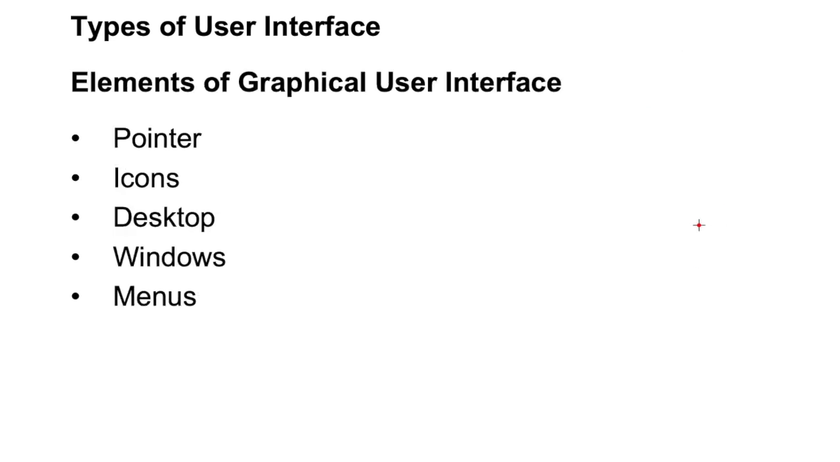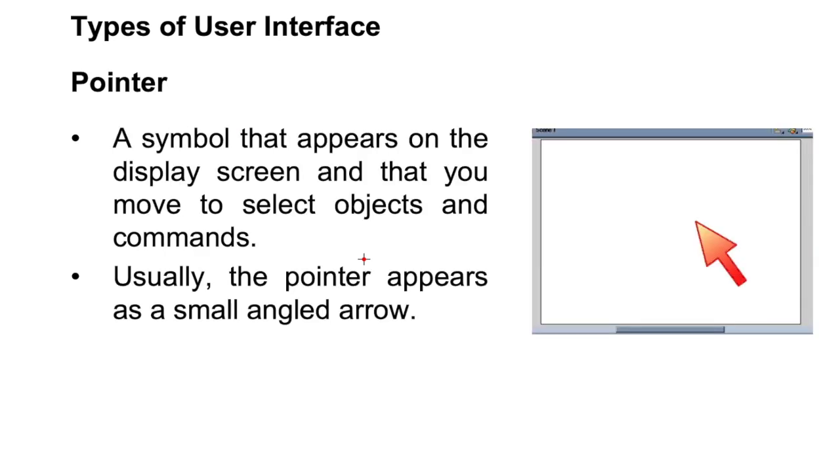Elements of the graphical user interface. The elements of the graphical user interface include pointers, icons, desktop, windows, and menus, all the things we commonly use in the Windows operating system. A pointer is a symbol that appears on the display. For example, this pointer you can see here is used to select objects and commands. Usually the pointer appears as a small angled arrow.